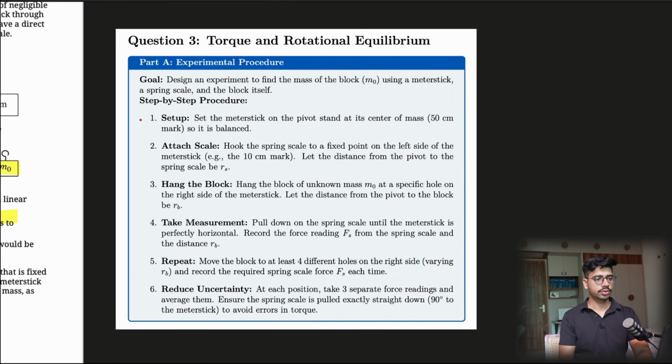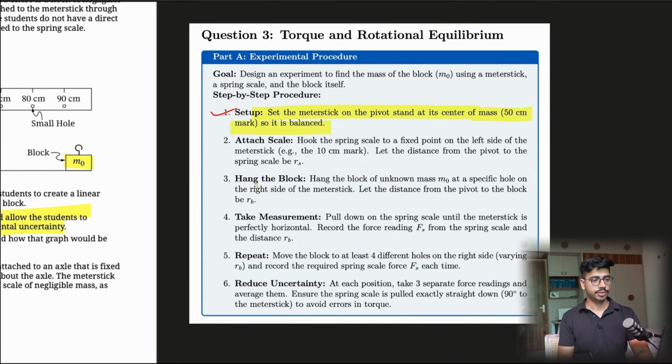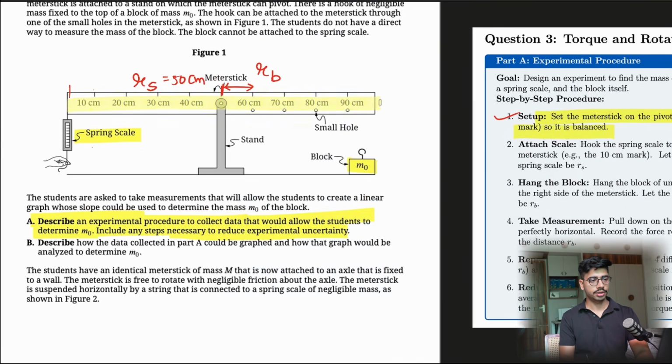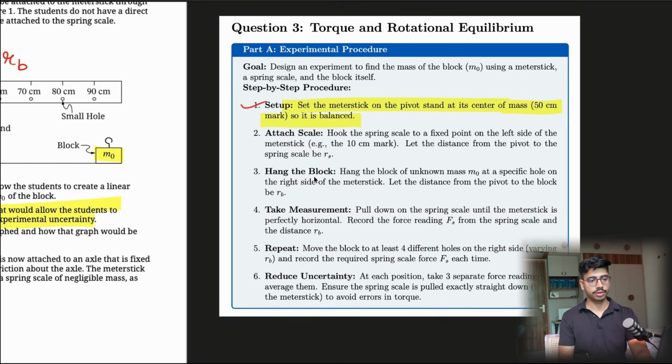So the first part of the question: you have to set up a meter stick. It is pivoted to a stand, and the center of mass is at 50, so it is balanced. That is the meter stick, and it has to be balanced, so there is no net torque due to the meter stick. That is very important here.